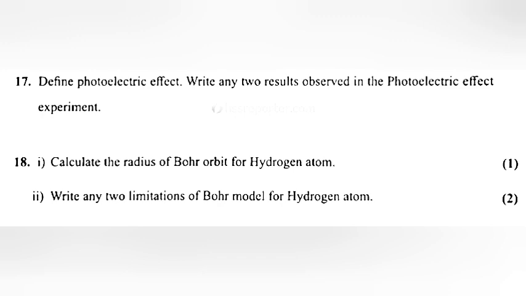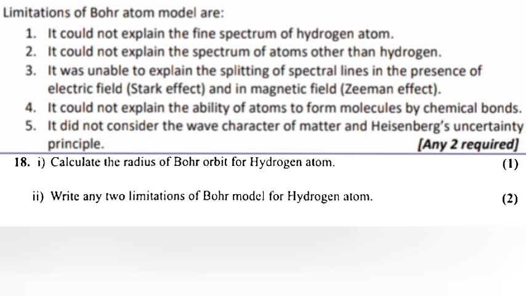2. Write any two limitations of Bohr model for hydrogen atom. Answer: 1. It could not explain the fine spectrum of hydrogen atom. 2. It could not explain the spectrum of atoms other than hydrogen. 3. It was unable to explain the splitting of spectral lines in the presence of electric field and in magnetic field. 4. It could not explain the ability of atoms to form molecules by chemical bonds. 5. It did not consider the wave character of matter and Heisenberg uncertainty principle.